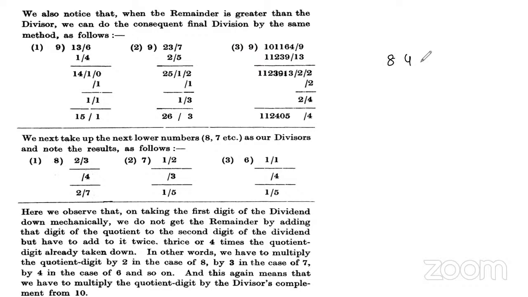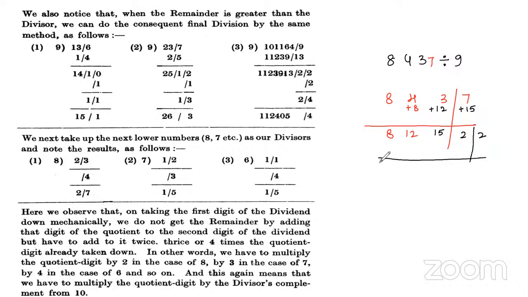Suppose 843 divided by 9. Let me take this as my own example. 8, 4, 3. First we are dropping 8. 8 is added to 4, then we are getting 12. Let me change the question and write 7 here. Now 12 is added here, then we are getting 15. So 15 is added here, then we are getting 22. So again we are dividing this part by the Nikhilam method. First we are writing 2. So 2 is added to 2 here, so 4 is our remainder part.